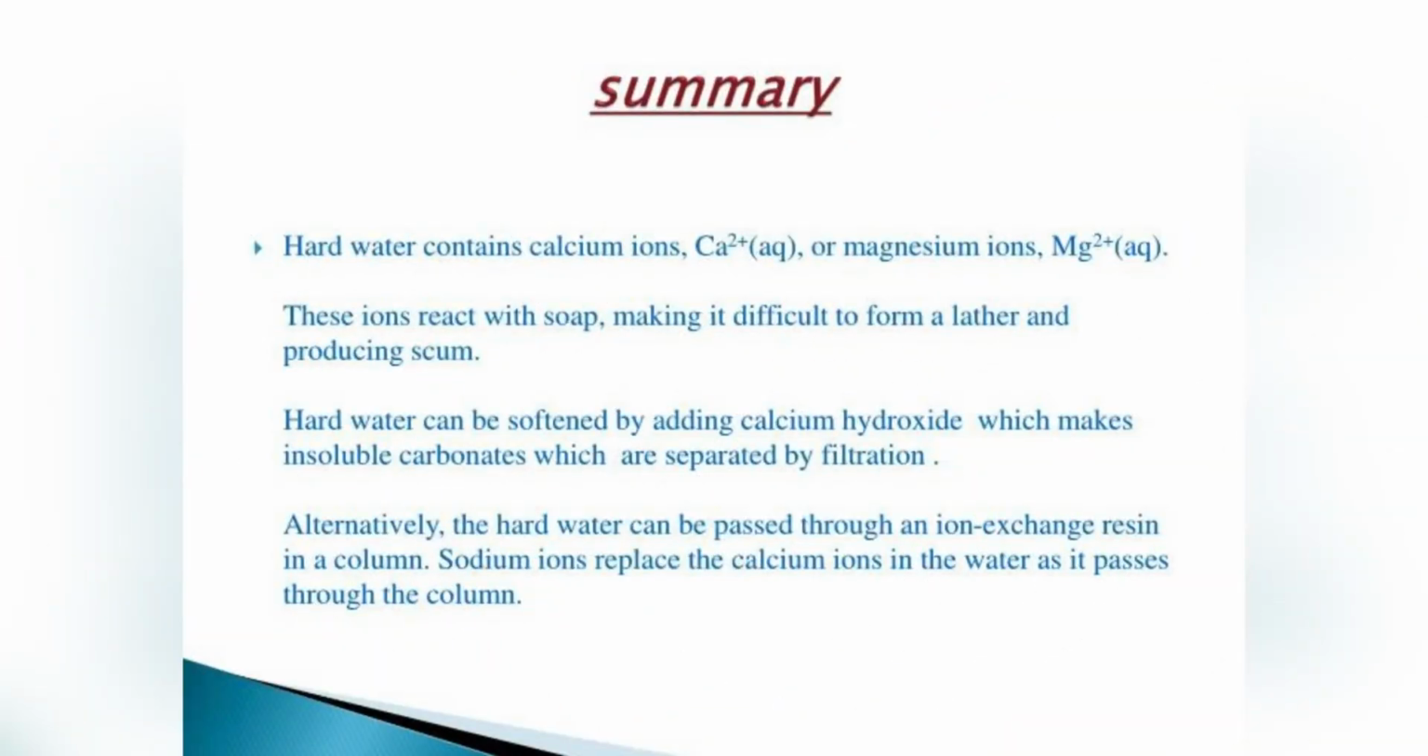Now we will discuss the summary. Hard water contains calcium ions and magnesium ions in the aqueous form, and these ions react with soap, making it difficult to form lather and producing scum. Hard water can be softened by adding calcium hydroxide, which makes insoluble carbonates, which are separated by filtration. Alternatively, the hard water can be passed through an ion exchange resin. In a column, sodium ions replace the calcium ions in water as it passes through the column.